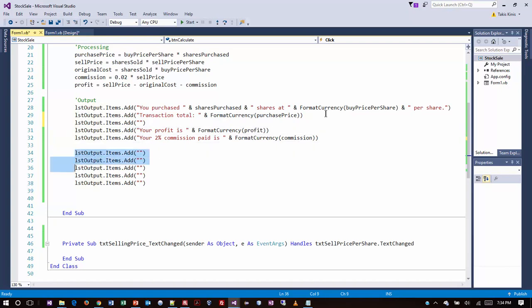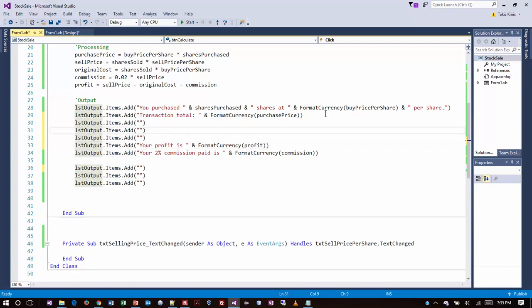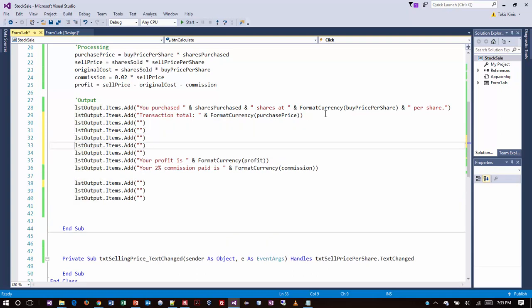So I'm taking some of these and I'm moving them up. And actually I might paste that again. And if I do this list output items add and leave just an empty string, empty double quotes, it's just going to print the blank line. And sometimes that's actually okay.